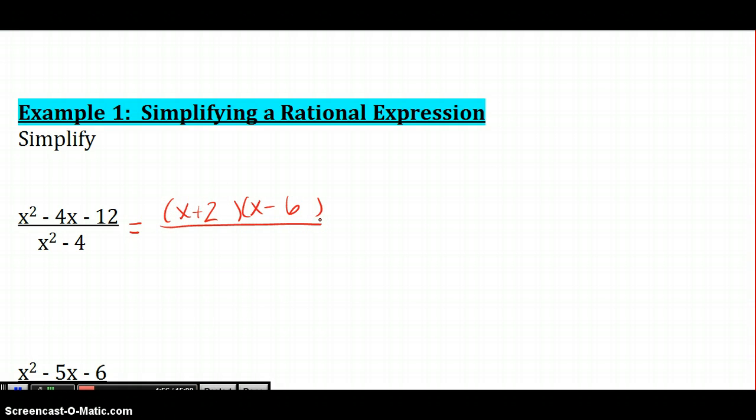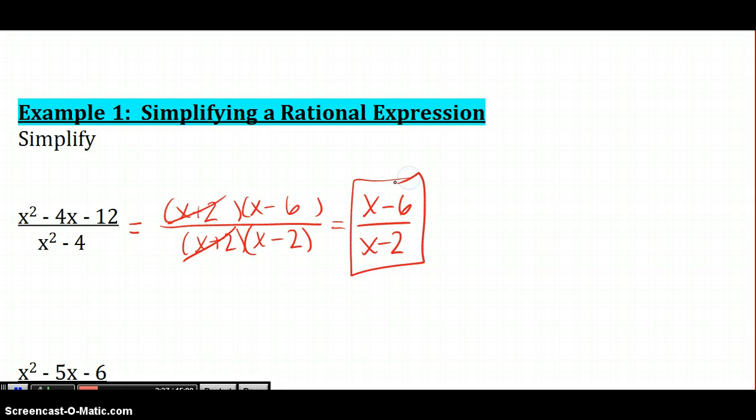And since this is negative, the bigger number needs to be negative. You're going to do the same on the bottom. X squared minus 4. 4 is a perfect square. This is the difference of two squares. So the two factors are x plus 2 and x minus 2. Now do you see that we have binomials multiplied times each other? Like now we're in multiplication. So now you can cancel things out that are in common. And on the top and the bottom we have an x plus 2. So what we're left with is x minus 6 over x minus 2. And this is your final answer.